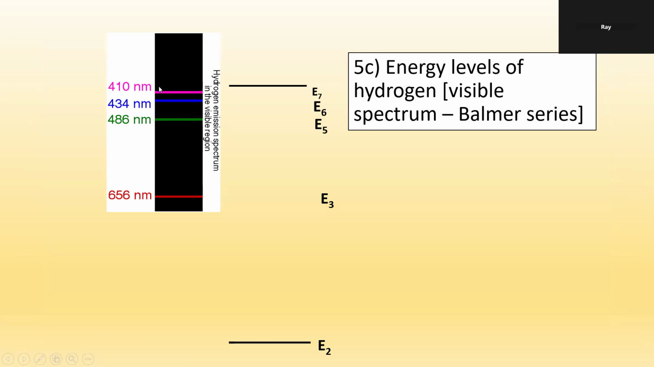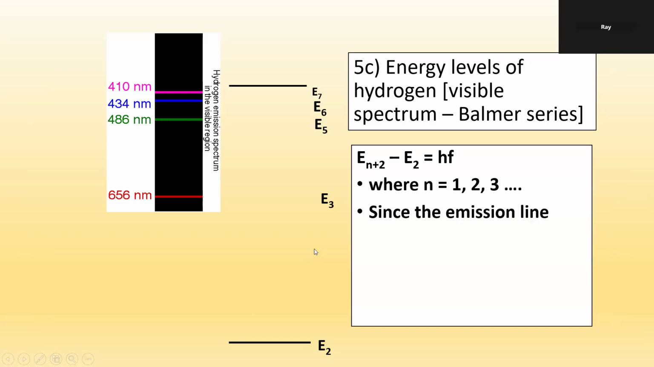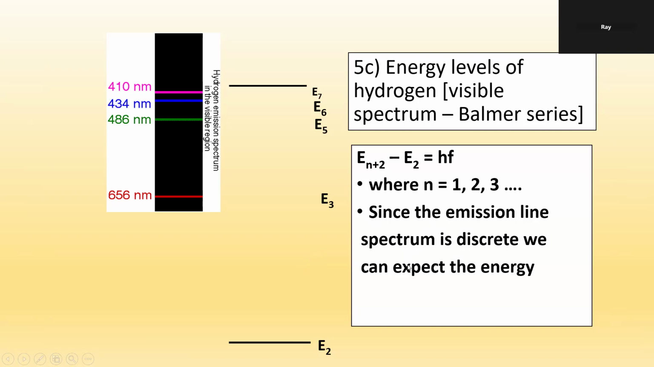The energy level, right? You look at the Balmer series, all of them will go to the bottom there, the lowest energy level. So that's our E2, energy level E2. And then n is just 1, 2, 3. Since the emission line spectrum is discrete, we can expect levels to be discrete. Right? I'll show you how they are related.